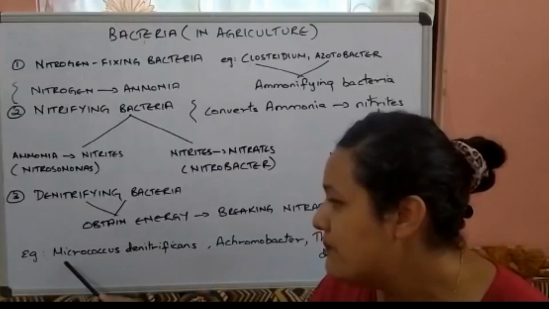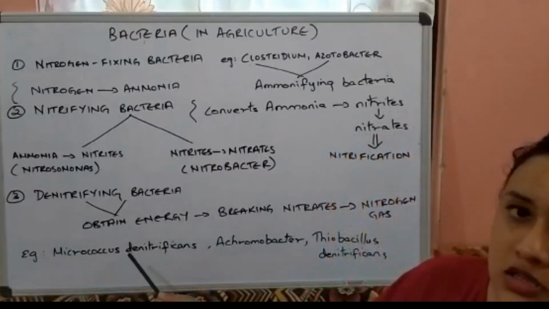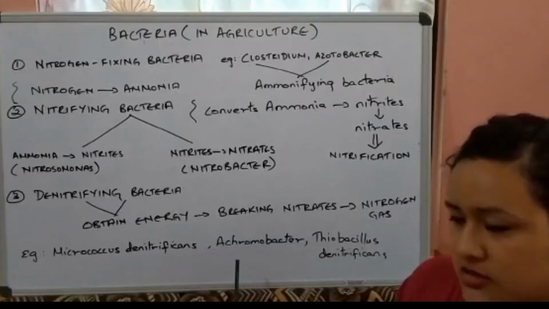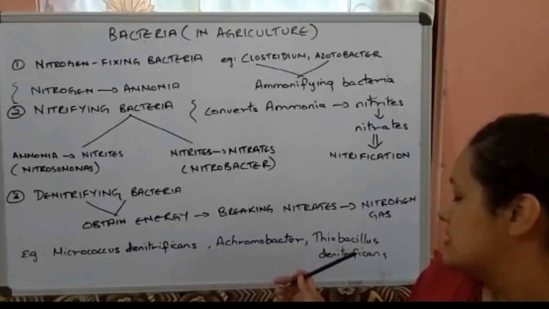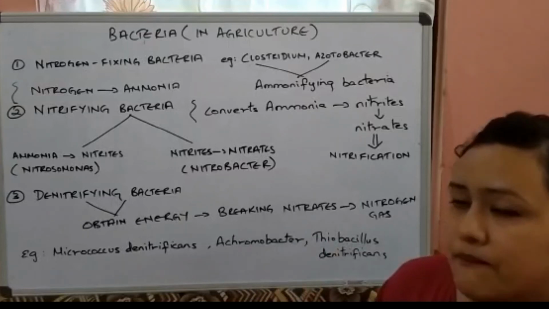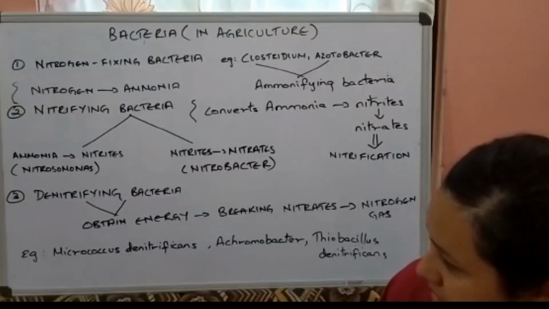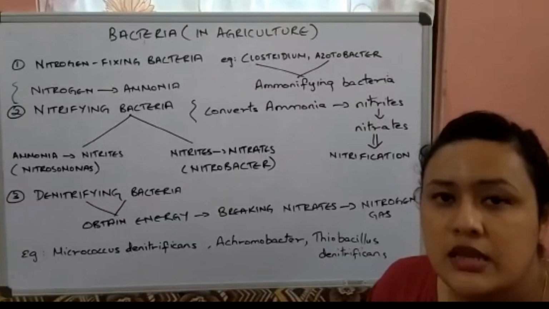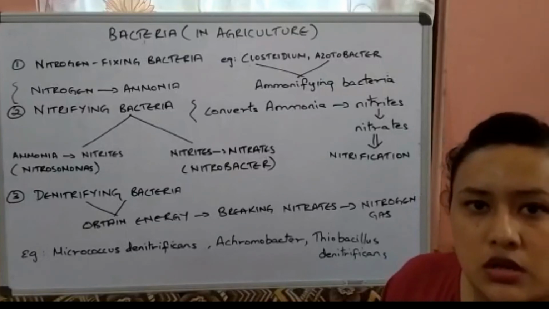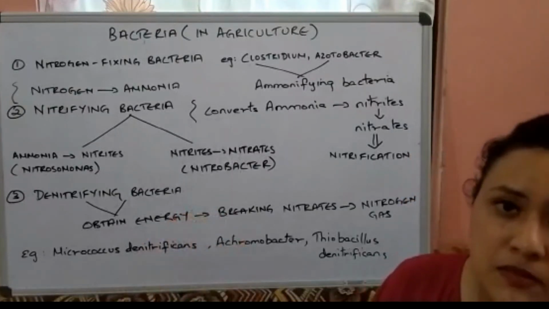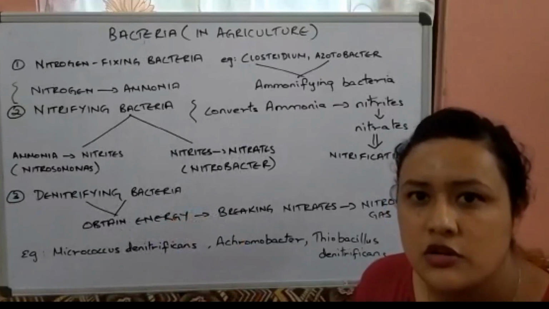Examples are Micrococcus denitrificans, Achromobacter, and Thiobacillus denitrificans. They are the denitrifying bacteria, and they obtain energy by breaking down nitrates to nitrogen gas again. So the cycle keeps going in order to keep the balance of nitrogen in the atmosphere.